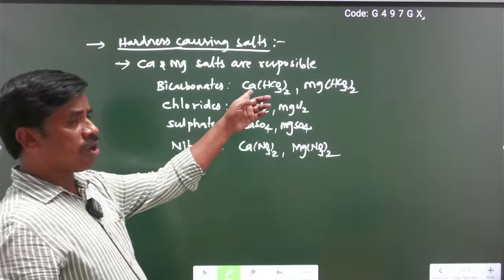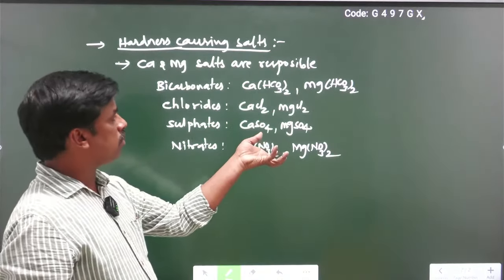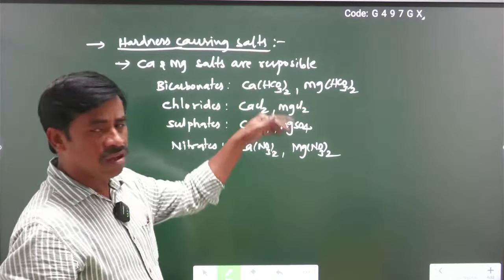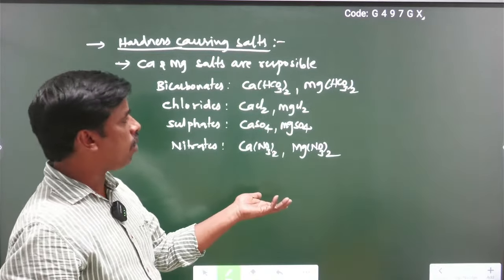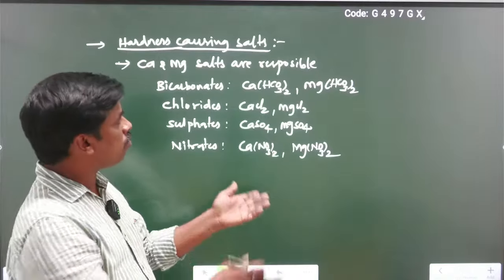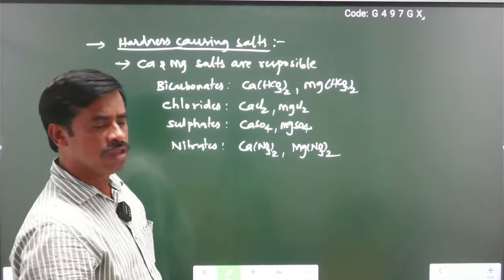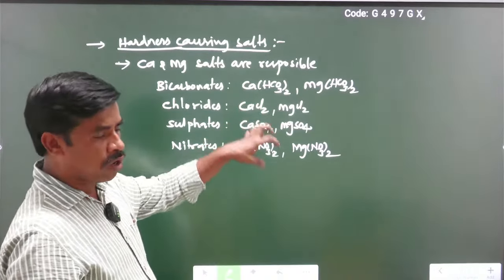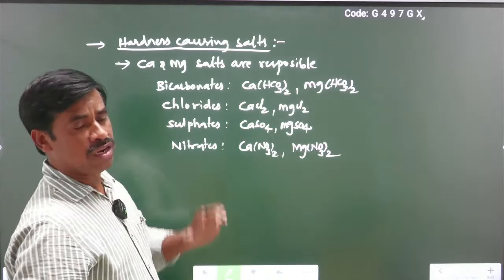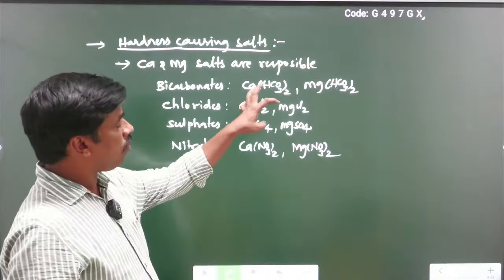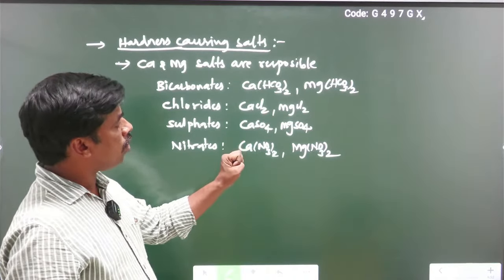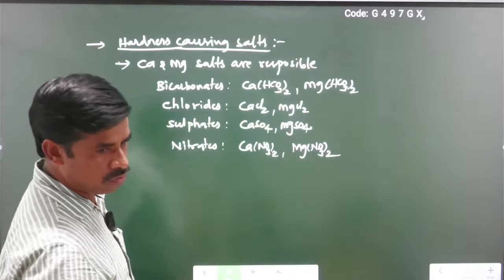Mainly, when these salts dissolve in water, the water shows hardness. If these salts are absent, the water does not have any hardness, which means the water is completely free from hardness.